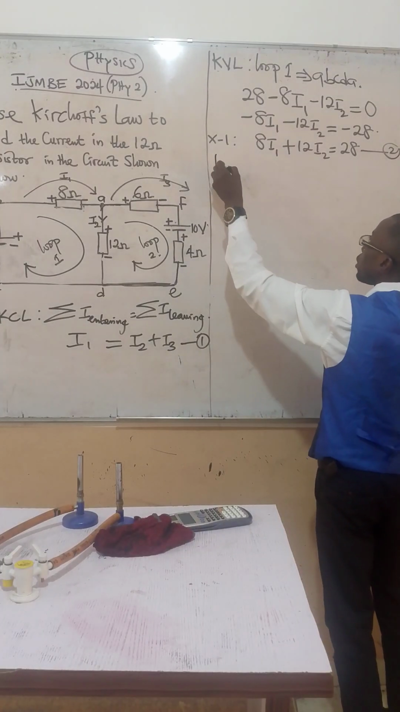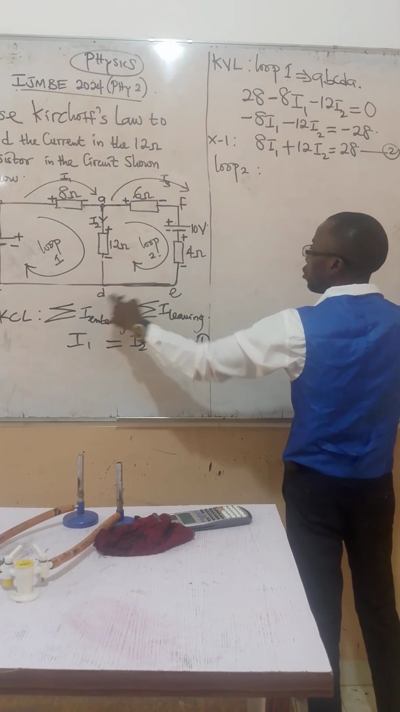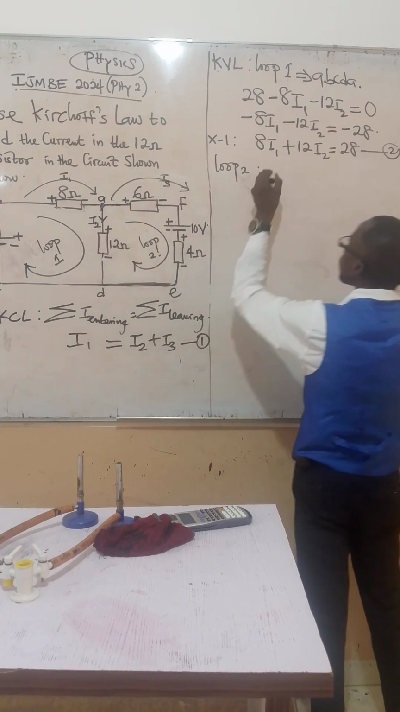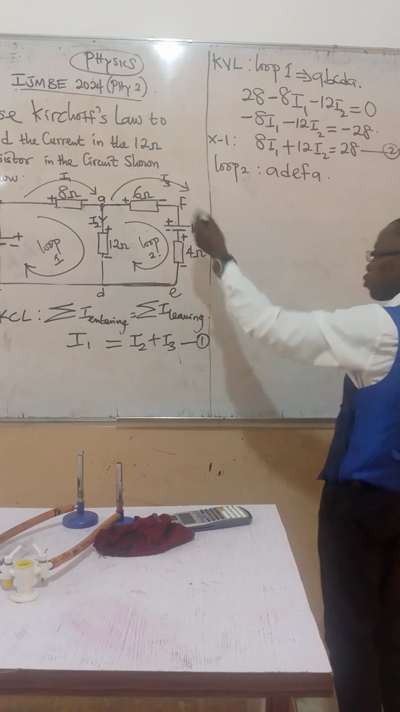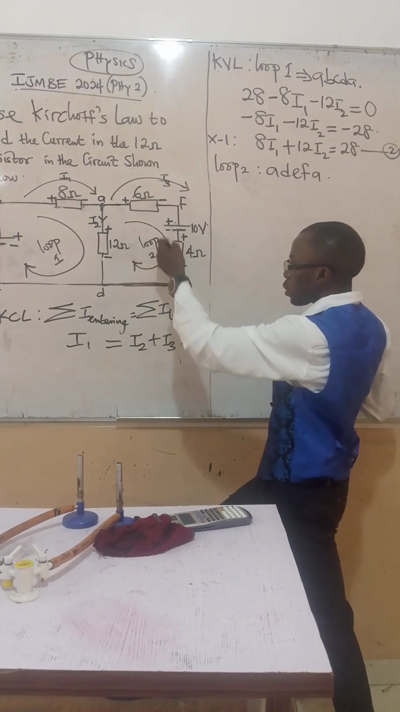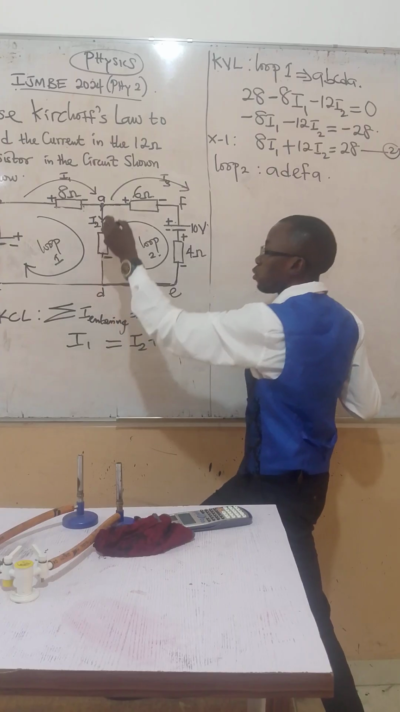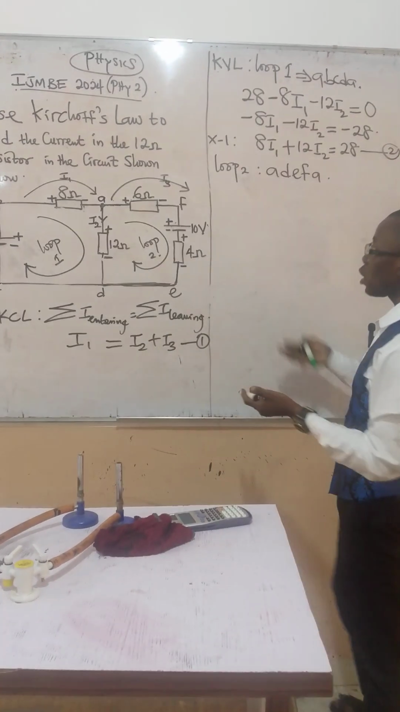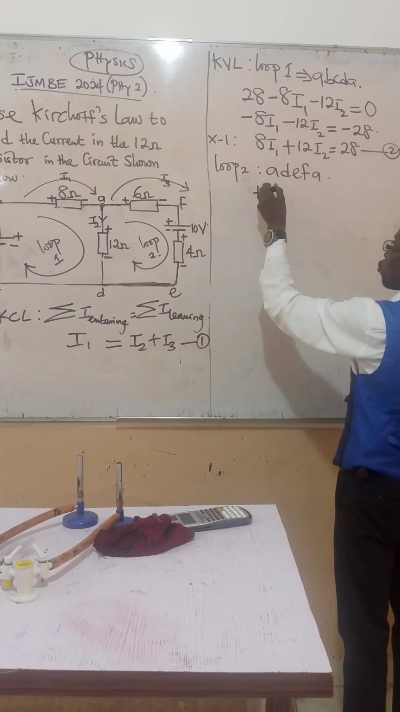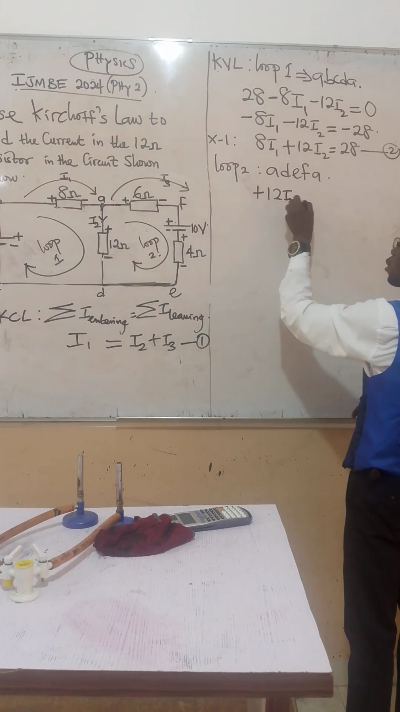Now, similarly, I need to consider again loop 2, that is A, D, E, F, A, in the direction of the current. If you move in the direction of the current, you go from a region of lower potential to a region of higher potential. From lower to higher is a potential gain. So that will give plus 12, and in the direction of the current there is I2.